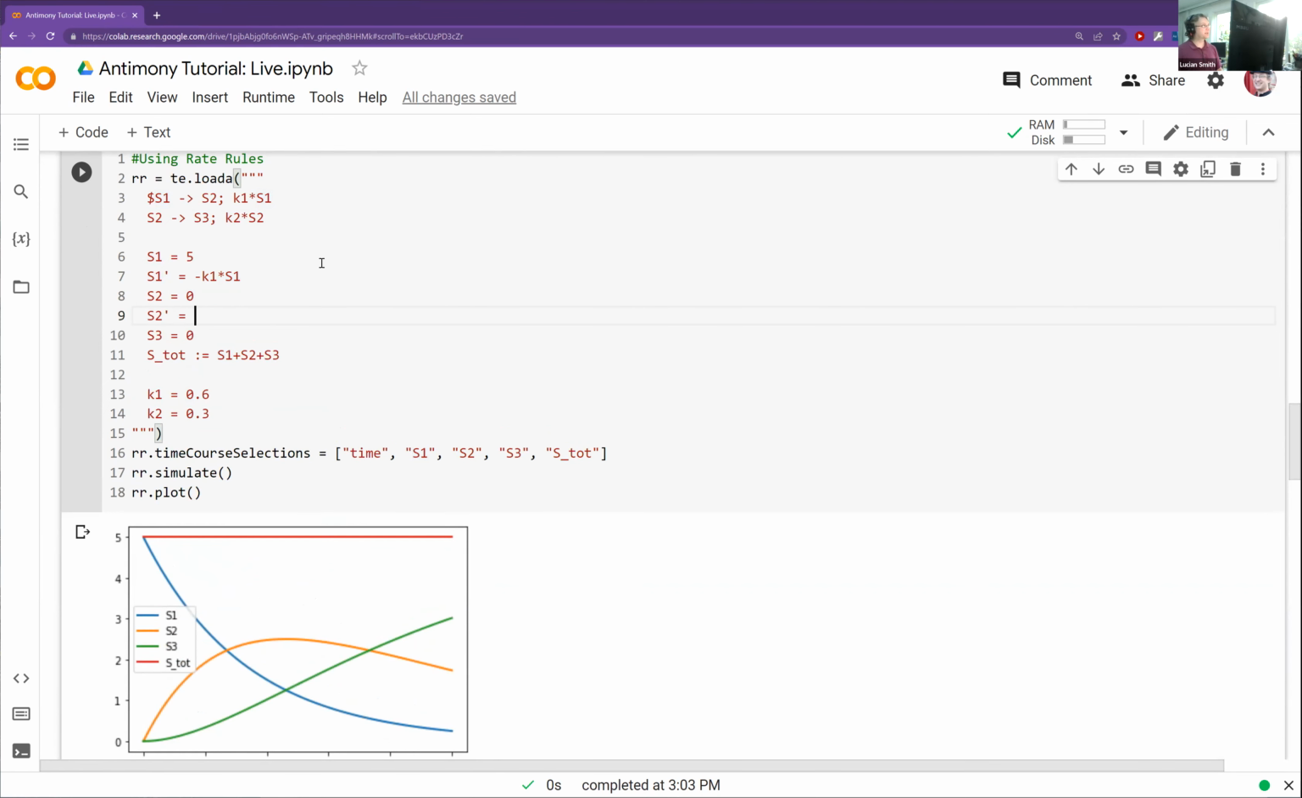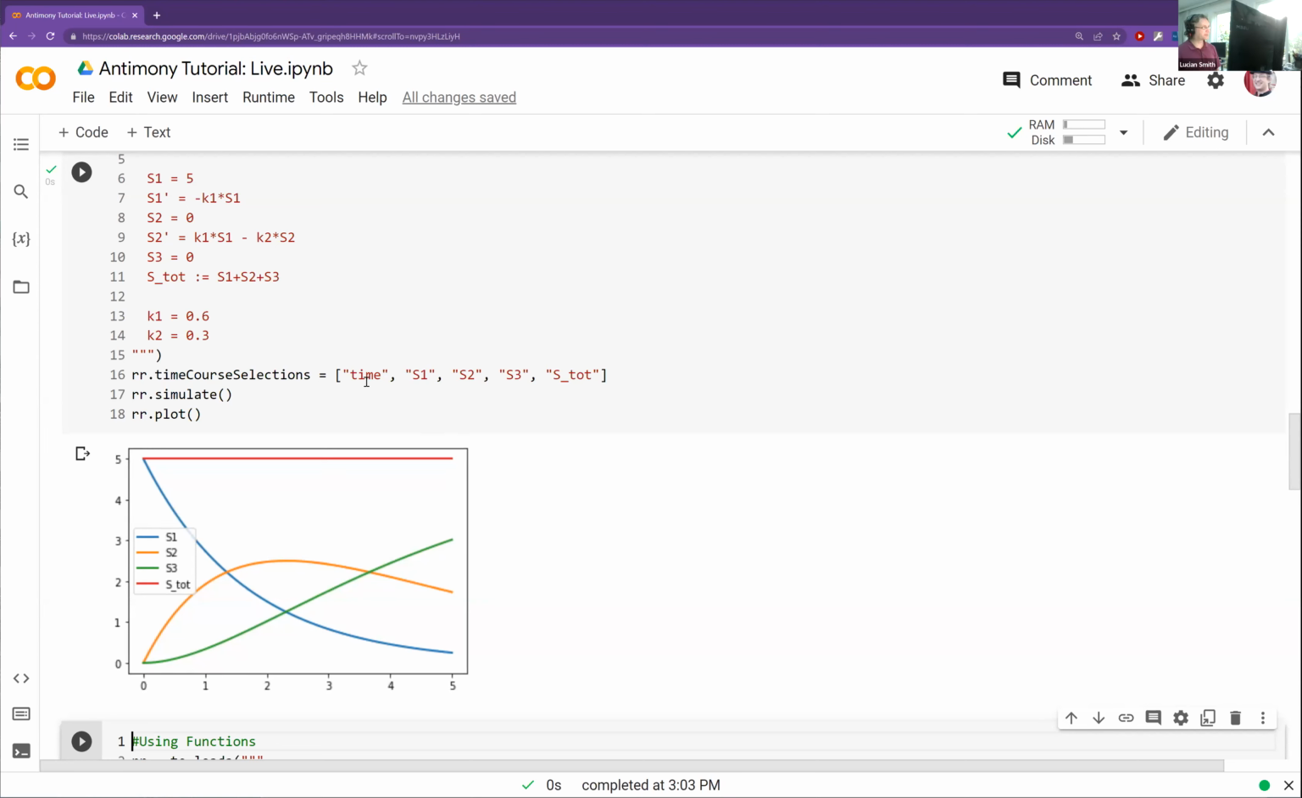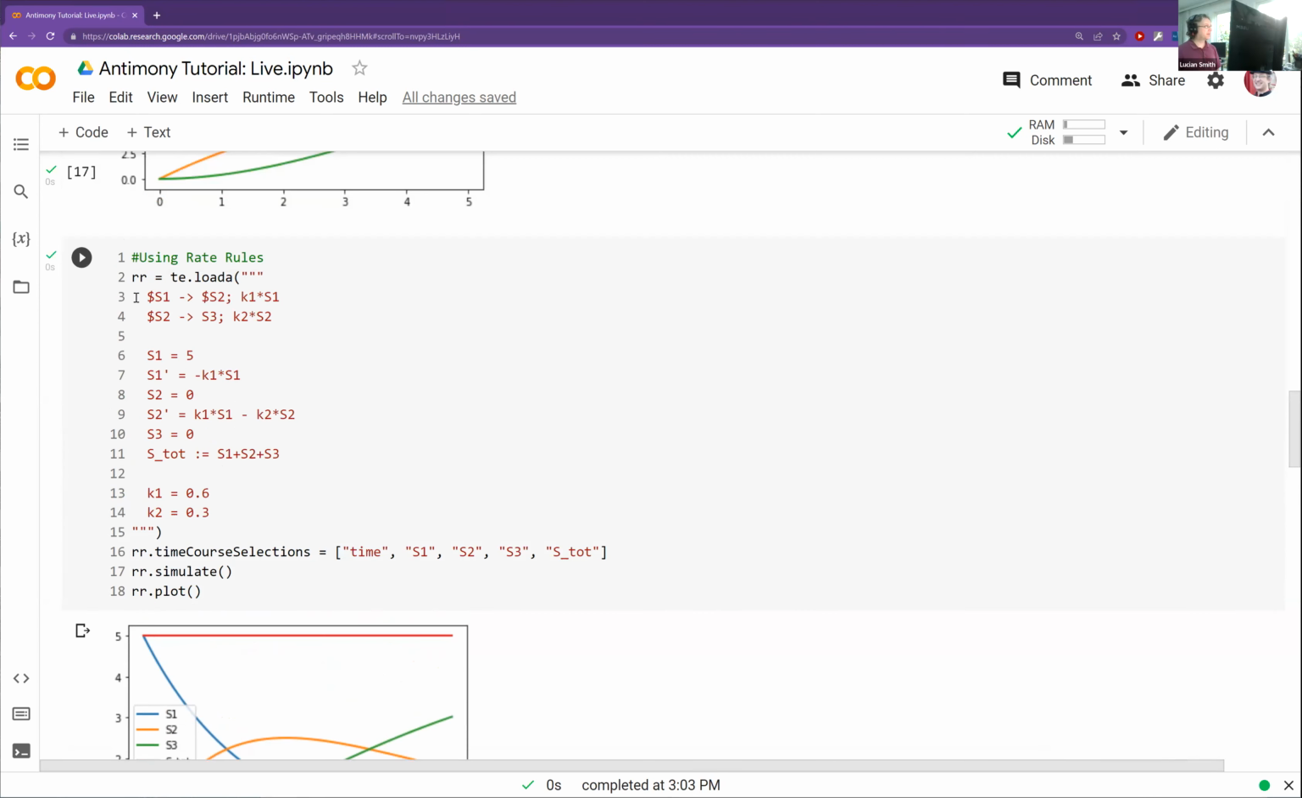But this time S2 is being changed by two things. So it's K1 times S1 in a positive direction minus K2 times S2 in a negative direction. Again, we have to put in our $ signs. Don't think you don't have to put them in everywhere. And now this reaction is entirely doing nothing because the left side and the right side are both fixed. This reaction is only creating S3, and all of the functionality we've moved into rate laws. This is this rate law, this is this other rate law.